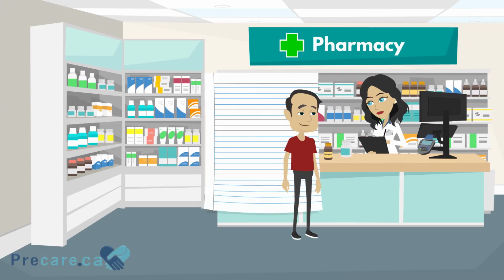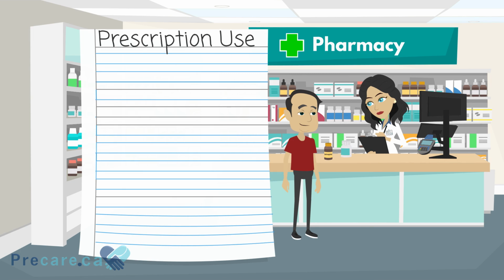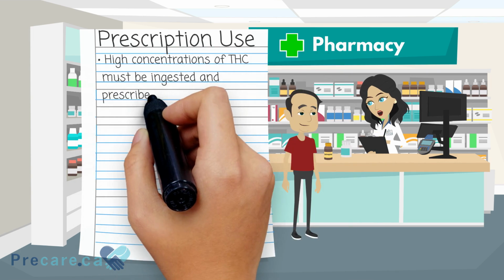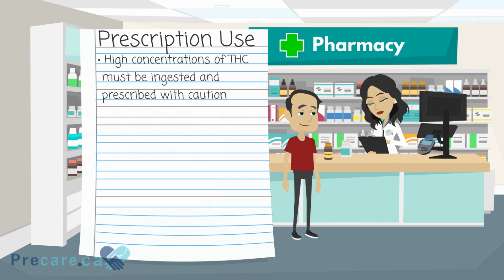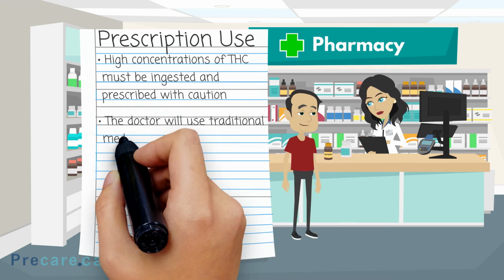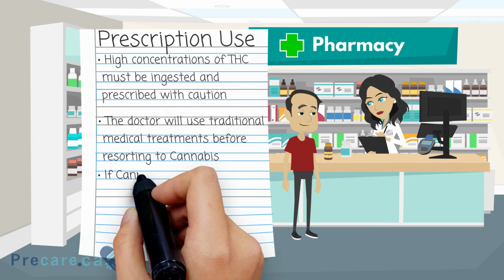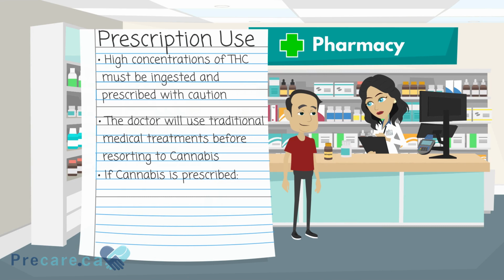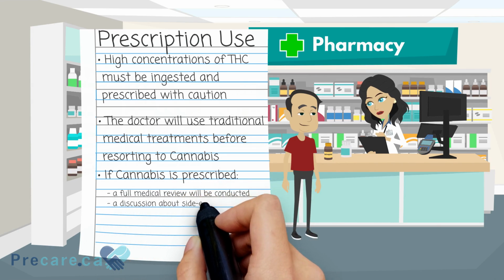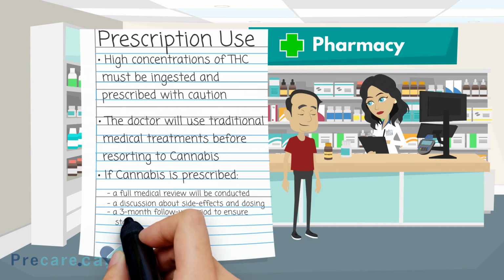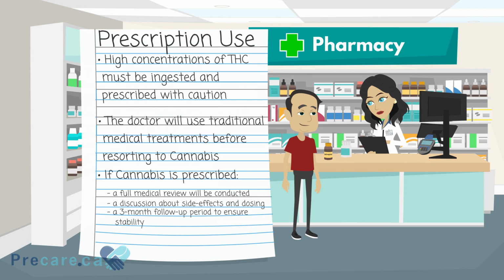Prescription use. As an intoxicating substance, cannabis strains with high concentrations of THC must be ingested and prescribed with caution. Generally, doctors will attempt to remedy their patients using traditional treatments before prescribing cannabis. If they do opt to prescribe cannabis, a full medical review and evaluation is necessary. In addition to a discussion about side effects and dosing, there will also be a 3-month follow-up period to ensure that the treatment is stable.